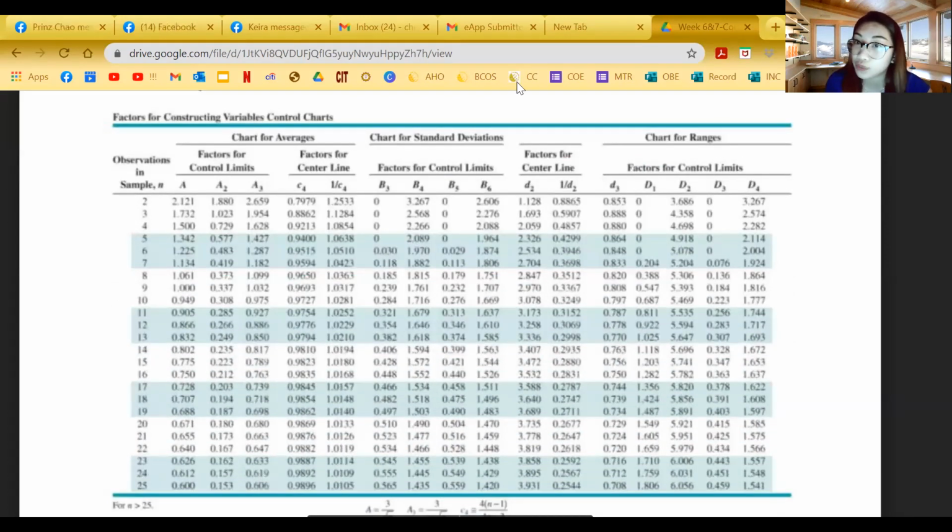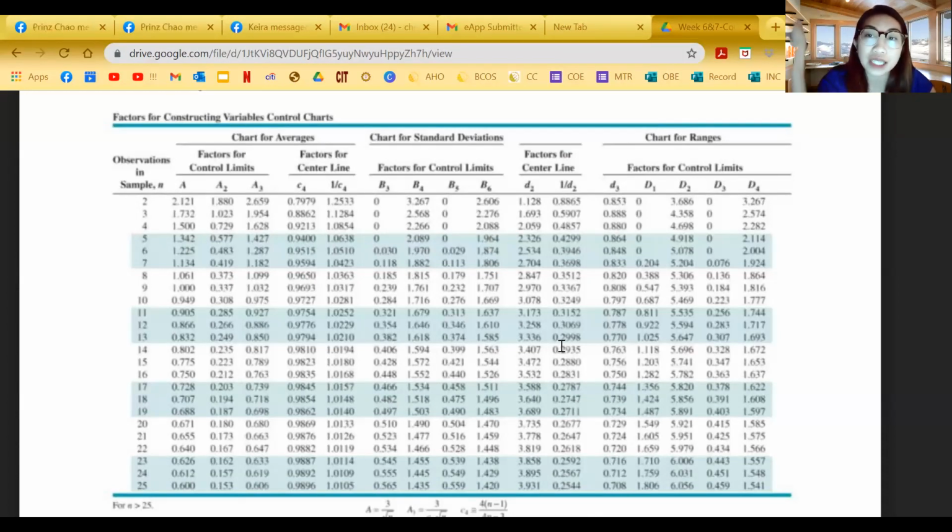So, this is very useful. Alright, for the B4 at n equals 4, it is 2.266. B3 at 4 is 0, right? A3, for X and S, is 1.628. We will use this a lot. We also have X and MR, but usually the moving range is used if your production is continuous, where you keep producing. If there's not much production, you usually can't use the moving range.